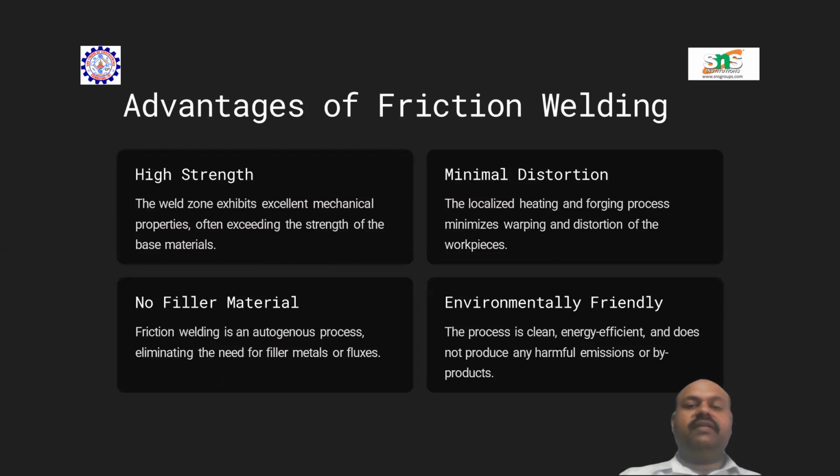So what are the advantages of friction stir welding? It is a high quality welding which gives high strength. The weld zone exhibits excellent mechanical properties, often exceeding the strength of the base metal. Minimal distortion. The local heating and forging process minimize warping and distortion of the workpiece. The very interesting part of this kind of welding is there is no filler material. It is an autogenous process, eliminating the need for filler materials or fluxes.